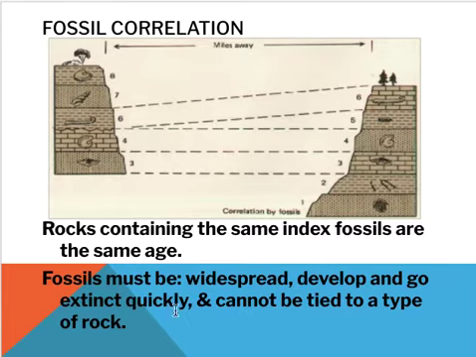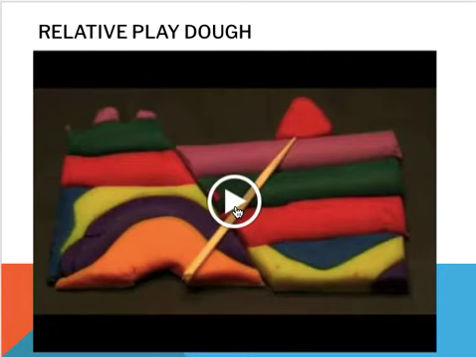So they have to have these 3 things. They have to be widespread, develop and go extinct quickly, and cannot be tied to a type of rock. Now, all the laws are represented here in this quick little video, so see if you can name each of them.